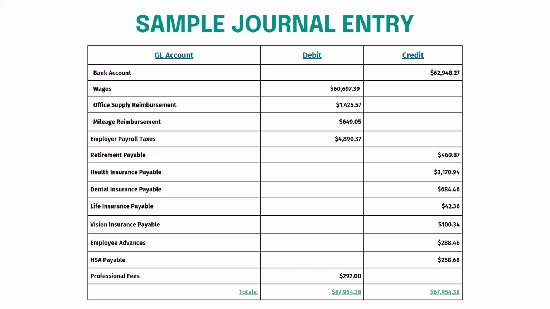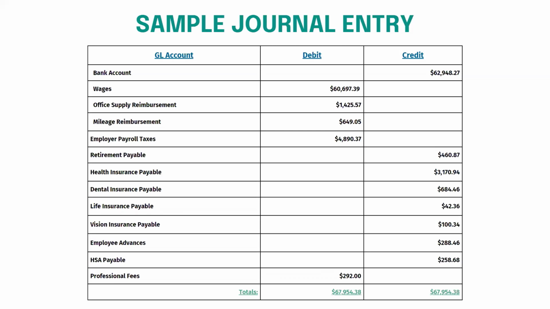We look at our wages. We're going to debit. We're going to put an expense to wages in this account, $60,000. Remember, we talked about different reimbursements, right? So we want to break down our reimbursements so they're being broken down into the correct expense categories. So I'm going to post office supplies, $1,400. I'm going to post to travel or mileage, $649. So those are being broken out specifically different from wages. Again, expenses on our books. Employer taxes, remember, employer only taxes, $4,800, that goes to a separate account.